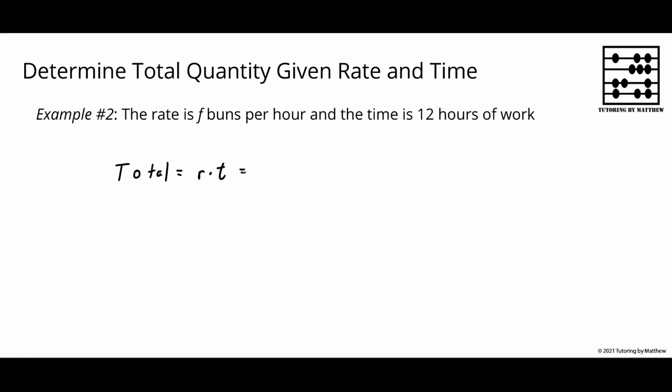Here, the rate is F buns per hour, and the time is 12 hours. Notice that the units of time cancel because they first appear in the rate and second in the time. Multiplying the two quantities together produces 12F buns. Again, the preference is to write the number before the variable.